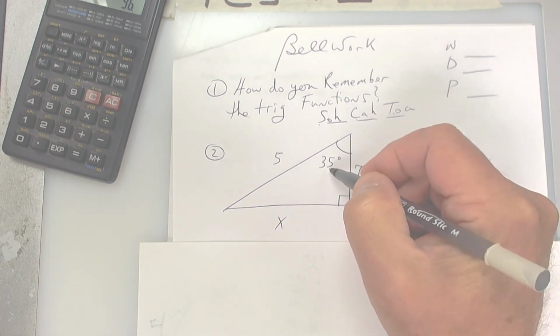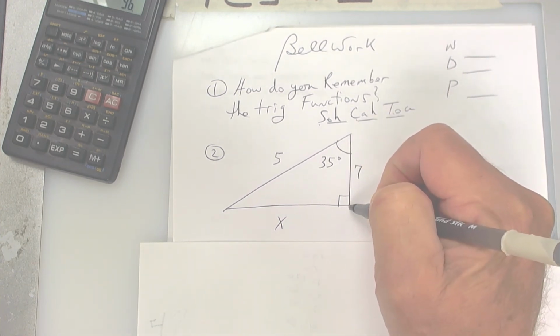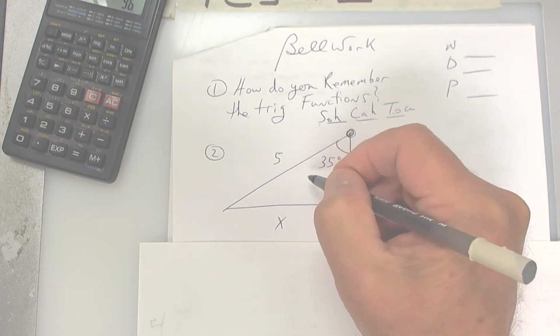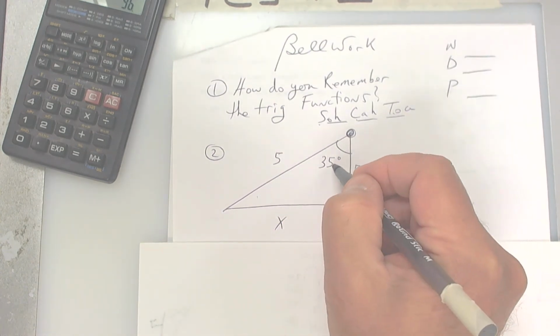Okay, you're standing by the angle. You can't stand at the 90. That's the rule. So you're going to stand here since I give you the 35. You could subtract from 180 and stand over here, but we're going to stand right here.